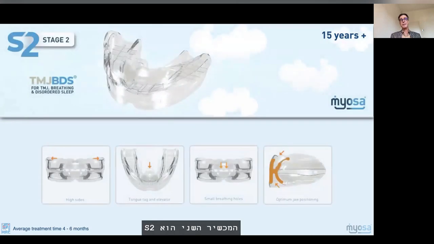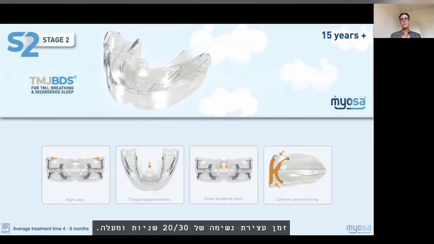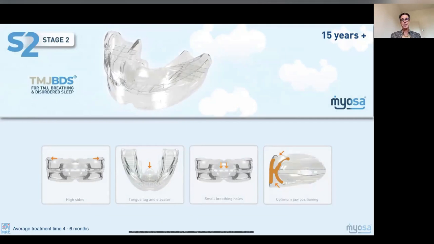The second appliance is the S2. The S2 is less high, the breathing holes are smaller, and mouth breathing with the appliance is more difficult. This is an appliance that needs a breath hold time of 20, 30 plus. So you need to be able to breathe through your nose.